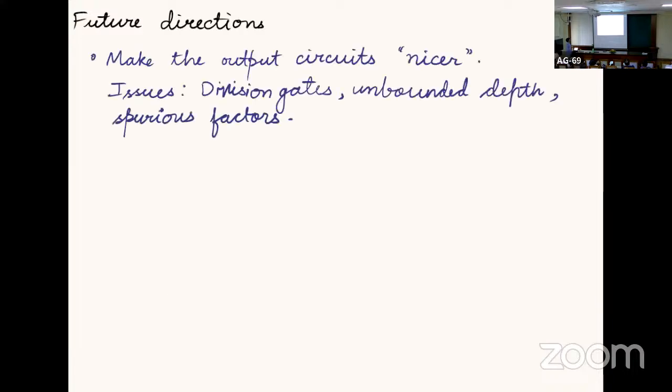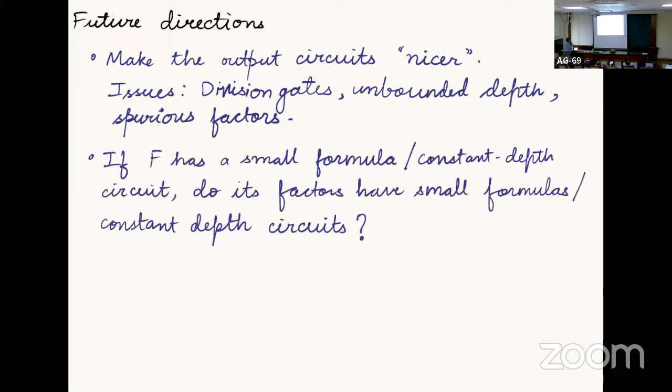Okay. Future directions. As I said, the circuits that we output from the algorithm are not nice, which basically means they have some division gates in them, they can have unbounded depth, and there might be things that don't even correspond to factors. So we'd like to remove these caveats. And in general, even the existential question of if your polynomial is nice, then are its factors also nice? This is not true when you think about the polynomial having small formulas or small constant depth circuits.